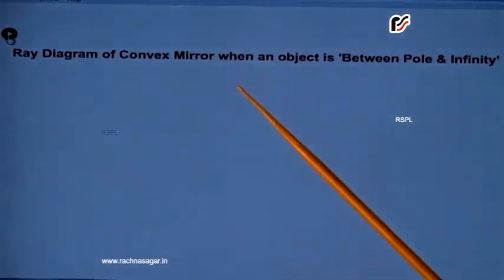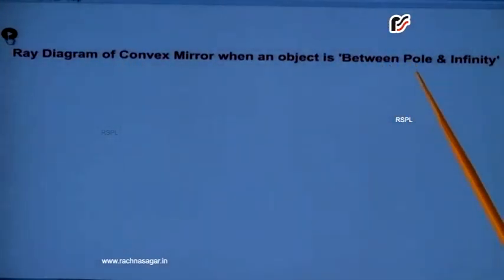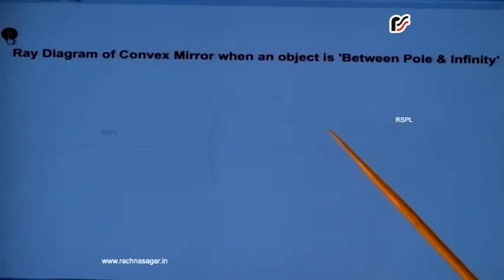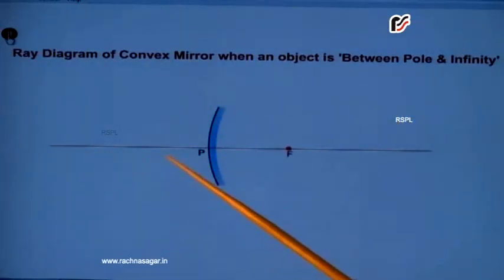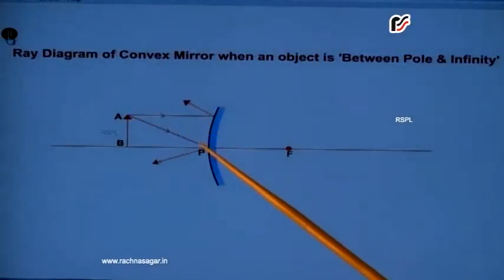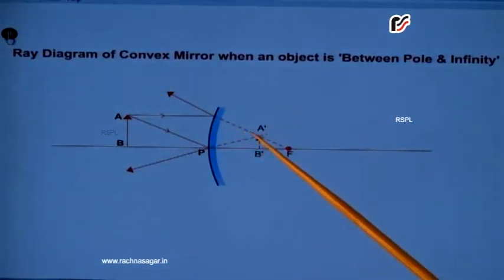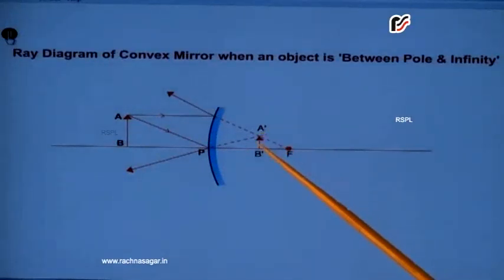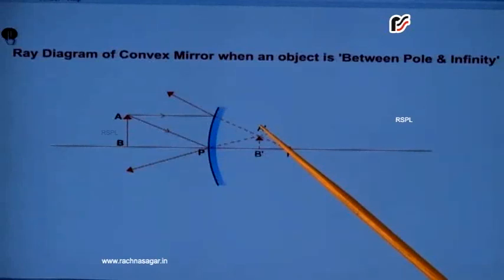Ray diagram of a convex mirror when the object is placed anywhere between pole and infinity. Take a convex mirror, principal axis, pole, focus. An object BA is placed. The two rays coming out after reflection diverge and appear to meet behind the mirror at point A dash. That indicates the final image is B dash A dash. The nature of the image is virtual, diminished, erect, and the final image is formed behind the mirror between pole and focus.